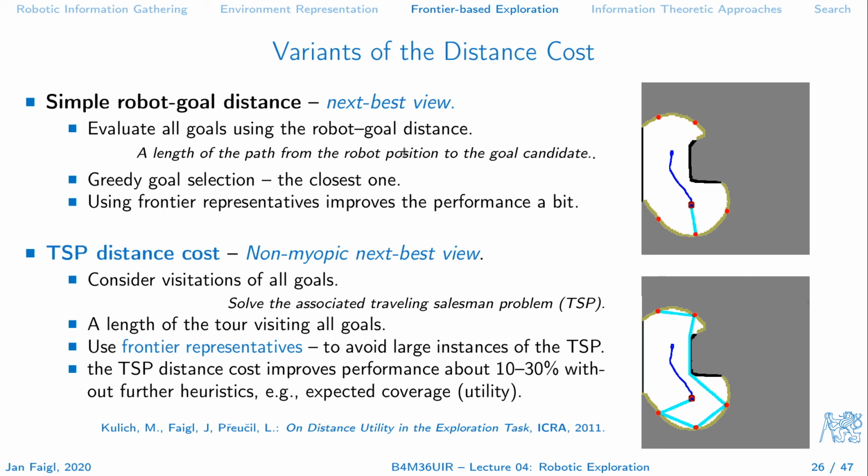That's next best view, really greedy. In the TSP distance course, we actually have the very same scenario, but now we consider, if we have this current knowledge and we'd like to explore the environment based on it, we have these five red disks as possible goals. We need to visit all of them, and we will visit them in the best possible order. So we solve an instance of TSP.